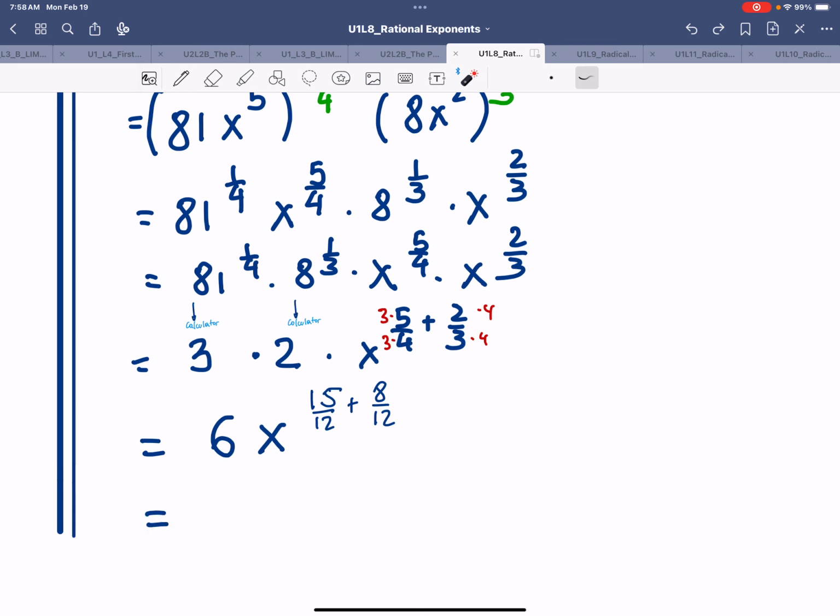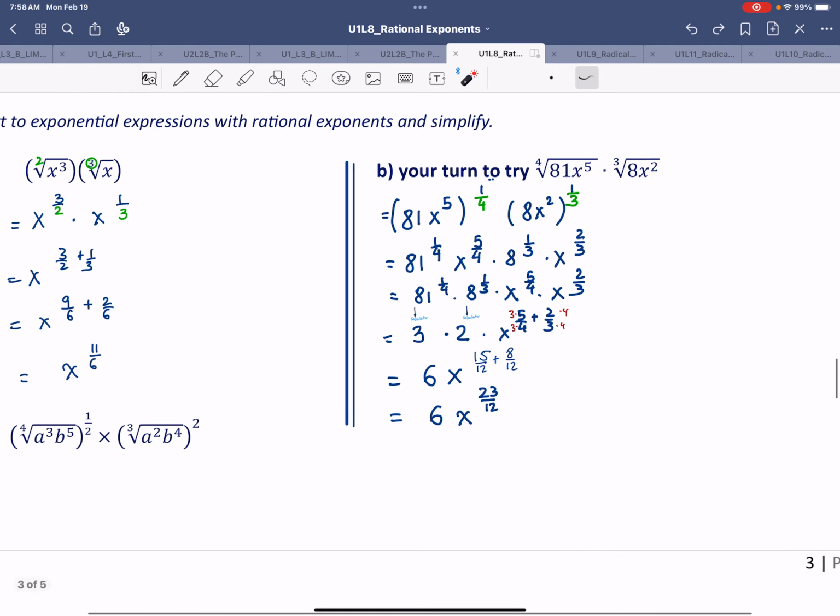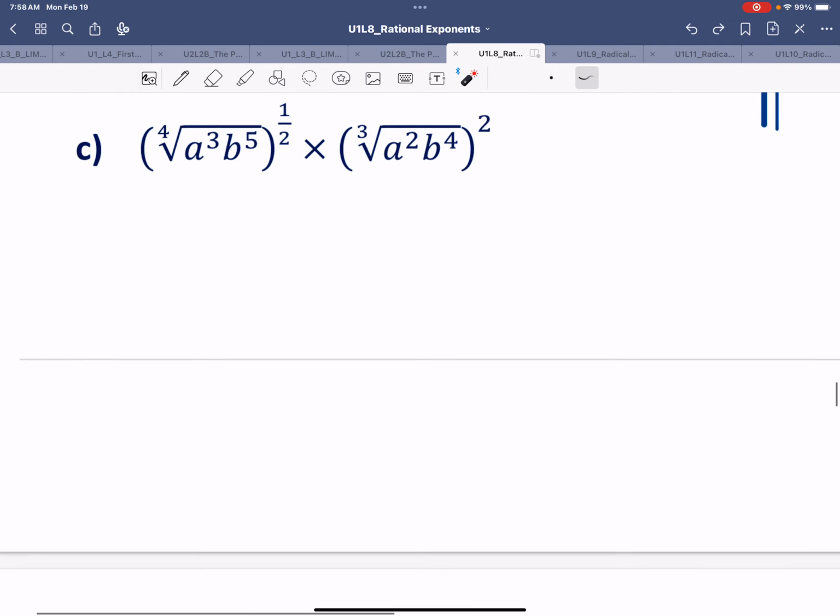So now, the next step, we have 6, we have x, and then 15 plus 8, which equals 23 over the common denominator of 12, and this would be the answer. So we're going to continue with one more example.